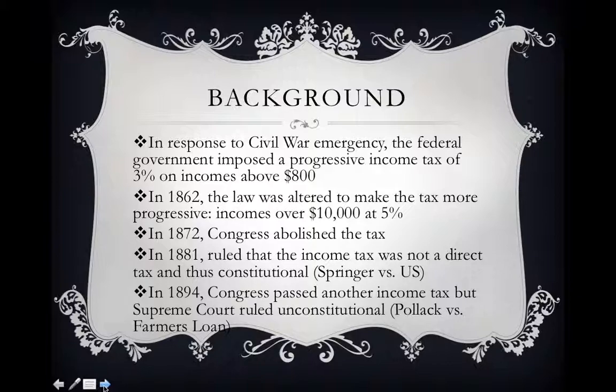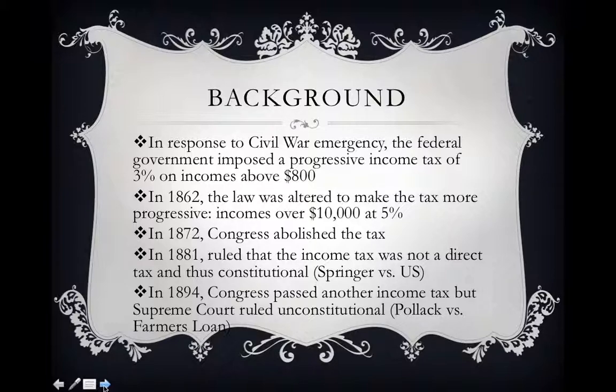So let's go back to the Civil War. In response to the Civil War, the federal government imposed a tax. It was progressive because the tax was 3% on incomes over $800. If you made less than $800, you paid no tax, and if you made above $800, you paid 3%. So it's progressive in that lower income people have a lower tax burden than higher income people.